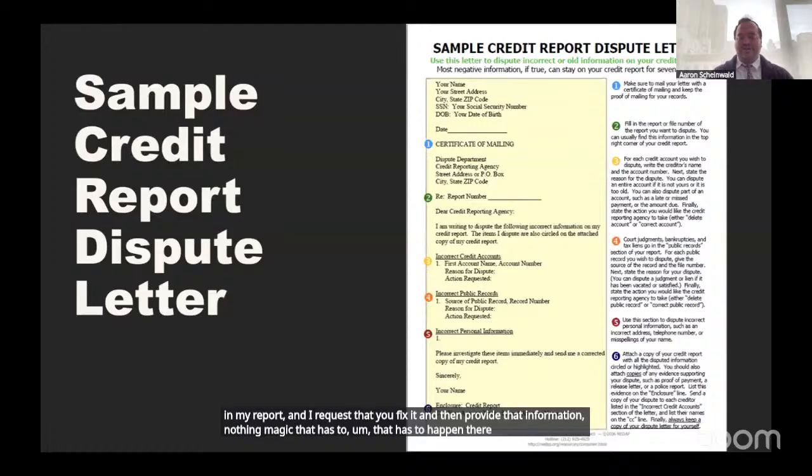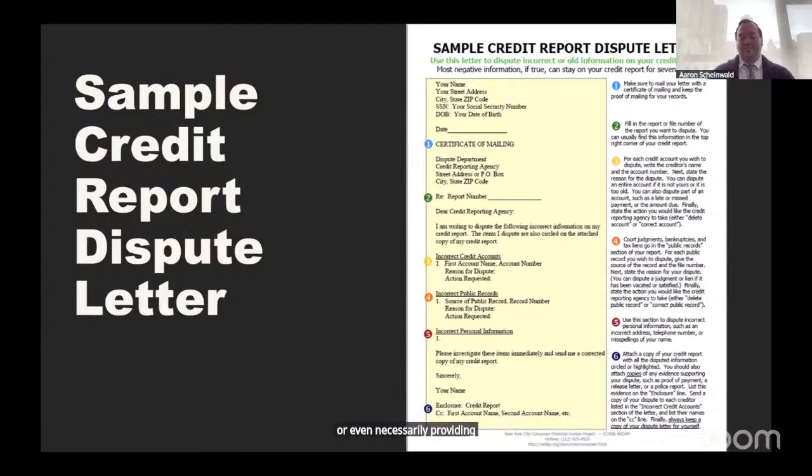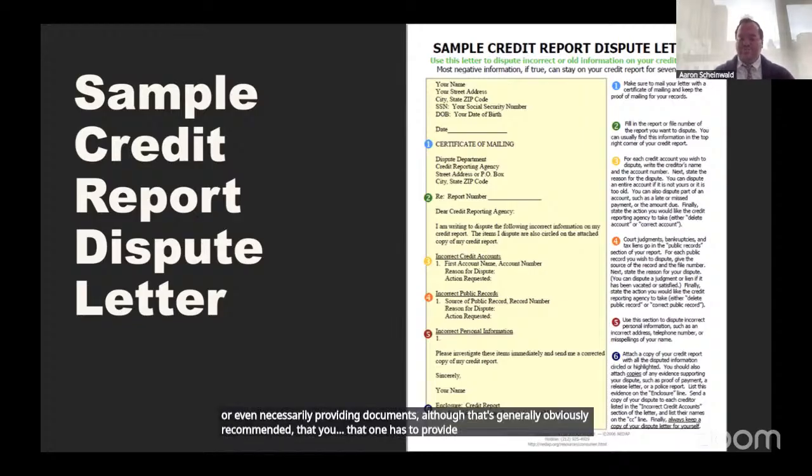So there's nothing in terms of making sure that you have things in a certain format or even necessarily providing documents, although that's generally recommended when one does a dispute. So it's not a legal process, although there are legal guidelines that apply to it.